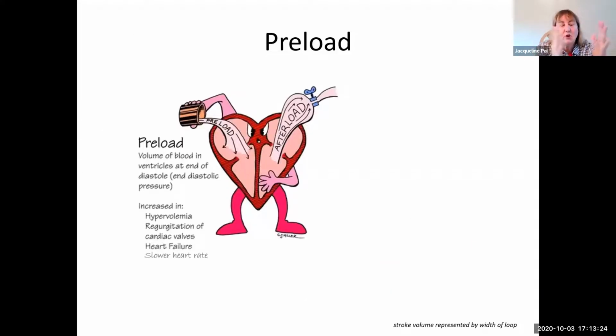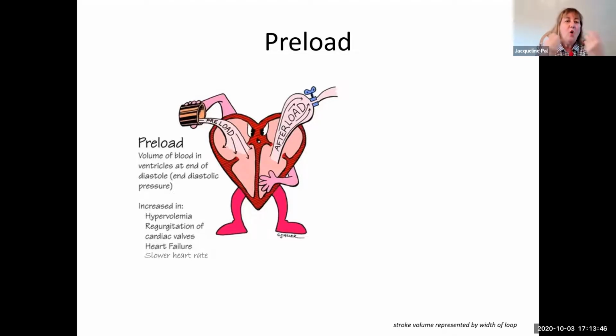So this picture is showing preload on one side of the heart, afterload on the other side of the heart, but I want you to realize that preload, what is happening to the right side of the heart, also happens to the left side of the heart. So preload basically is the volume of blood in the ventricles at the end of diastole. So it is that end diastolic volume.